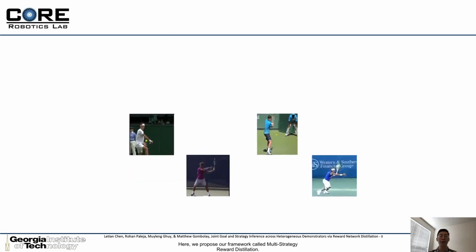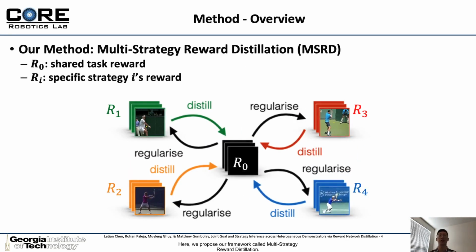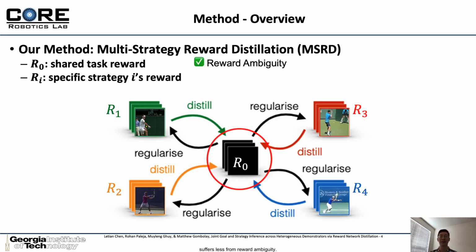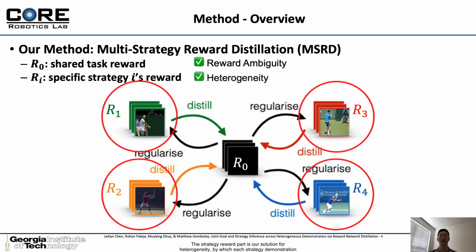Here, we propose a framework called multi-strategy reward distillation. In MSRD, we have a shared task reward and a specific strategy reward for each strategy. Specifically, all the demonstrations share the task reward part, and thus task reward learning suffers less from reward ambiguity. The strategy reward part is our solution to heterogeneity, by which each strategy demonstration could have its own strategic preferences.